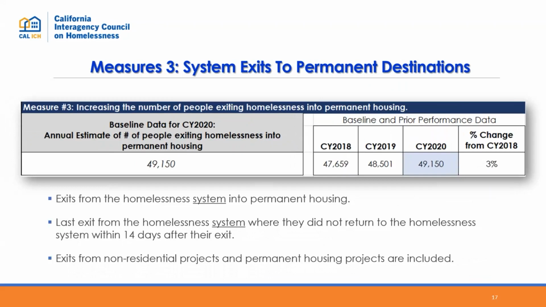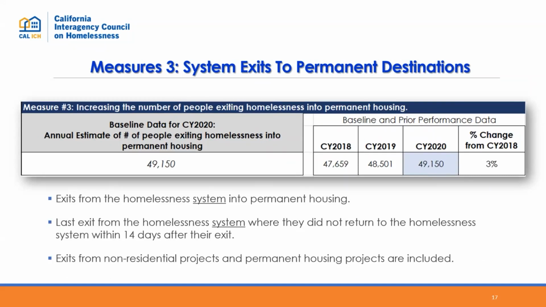Measure 3, system exits to permanent destinations. Measure 3 reports exits from the homelessness system into permanent housing. The focus for this measure is on system exits rather than exits from specific project types. A system exit is an exit from any project in HDIS where the person did not have a subsequent enrollment in any other project in the system within 14 days following the exit.